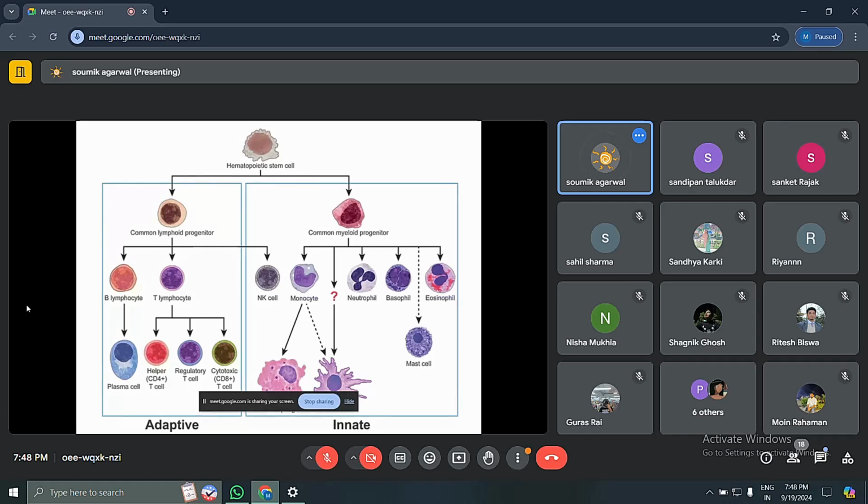Now, one thing you must know is that these cells exhibit spontaneous killer activity against any foreign cells, tumor cells, pathogen-infested autocells, etc., even in the absence of prior stimulation. So this cell does not require any previous experience.